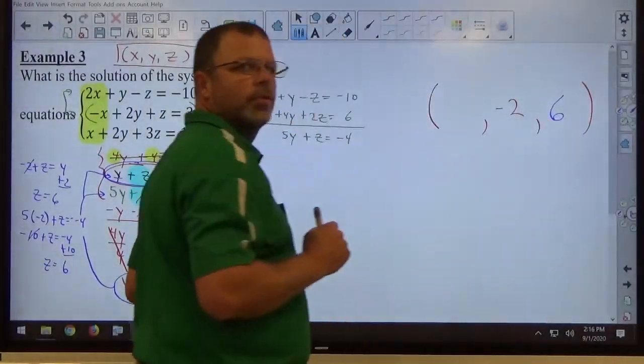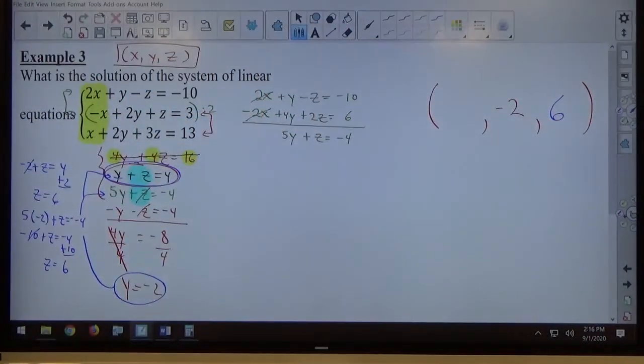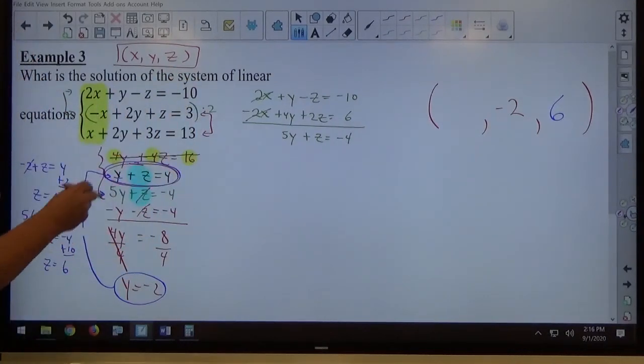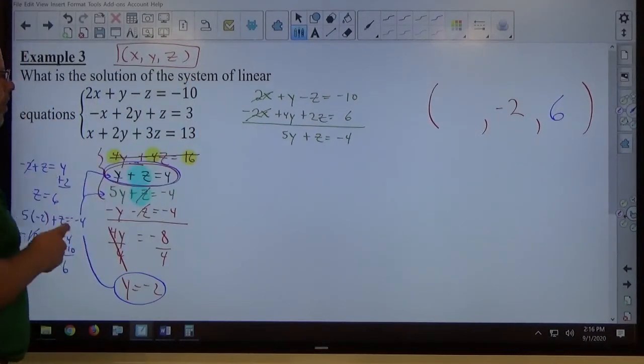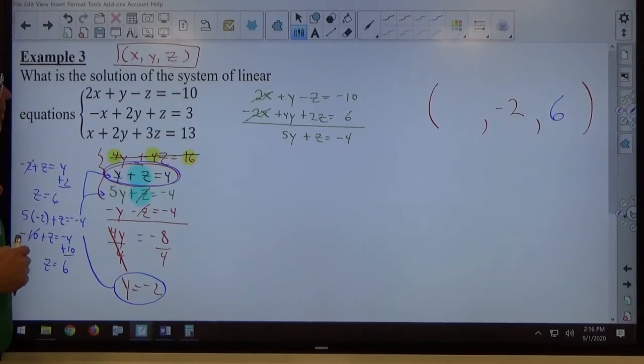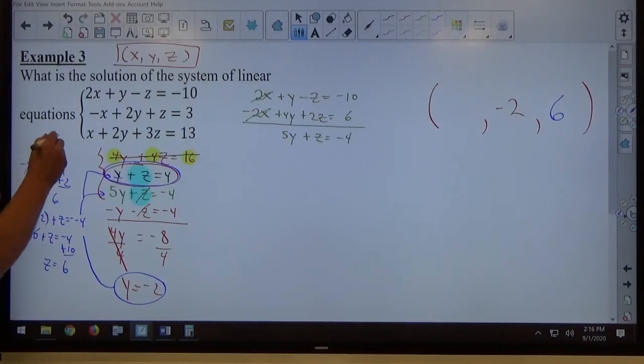Now we have 2 answers. Once we know 2 of the 3 answers, all we have to do to find the 3rd answer is go back to the original problem as it's written up here. I go before I modified anything. So, looking at the 3 equations, 2x plus y minus z equals negative 10, negative x plus 2y plus z equals 3, and x plus 2y plus 3z equals 13. Which of those 3 looks easiest to work with? Bottom. Why? Is there all positive? Everything's positive on the bottom. Positive is easier than negative, right? So let's go with the bottom.